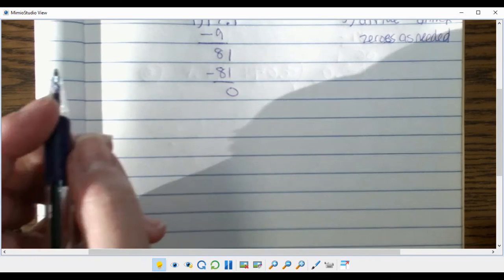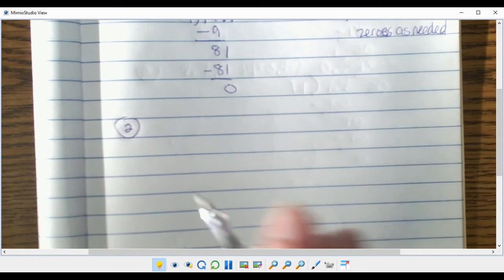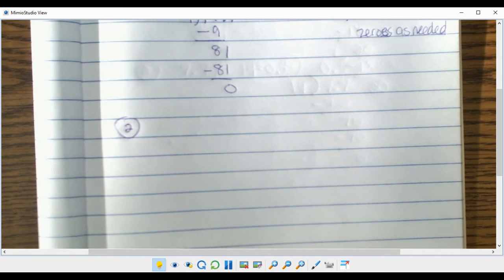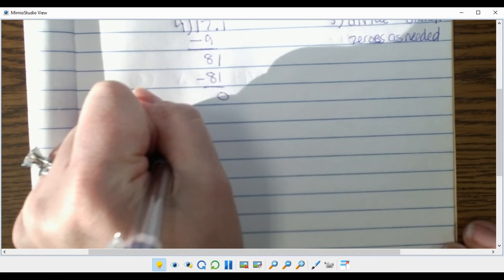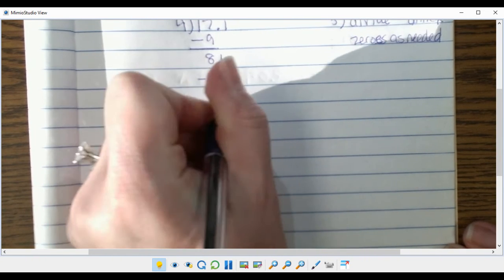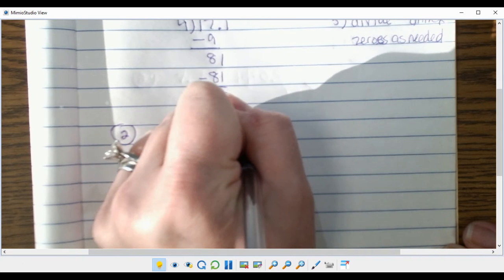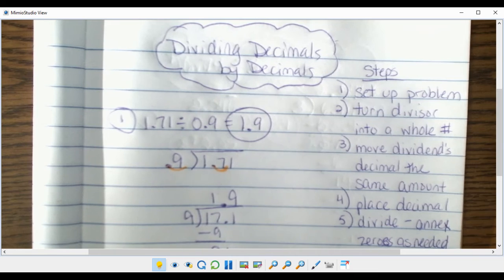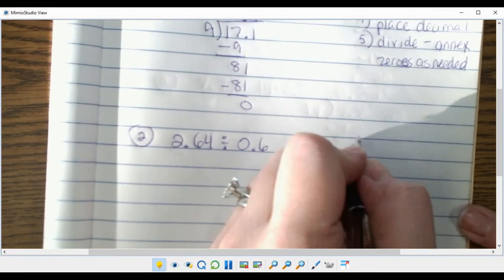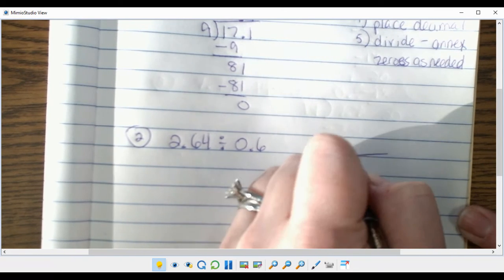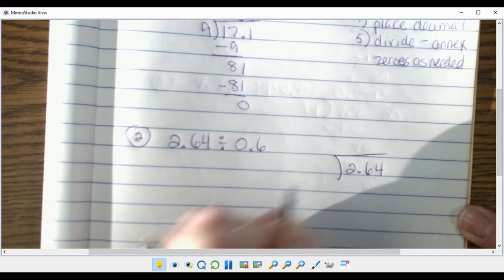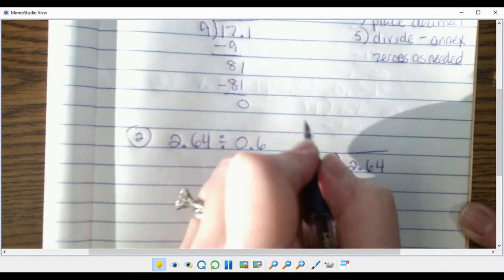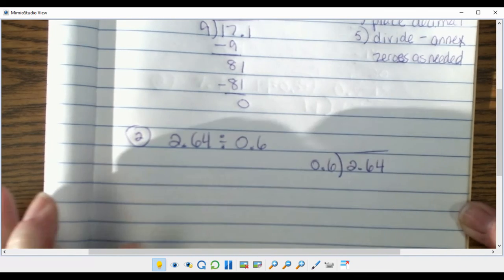Let's do a second example, and I'll have to shift back and forth between our steps. Our second example is 2 and 64/100ths divided by 0 and 6/10ths. So let's see. Step 1 is to set up the problem. We'll use our long division sign. 2 and 64/100ths is the dividend. 0 and 6/10ths is our divisor.